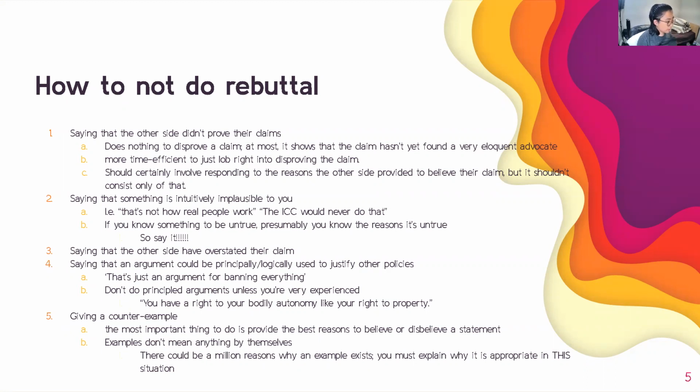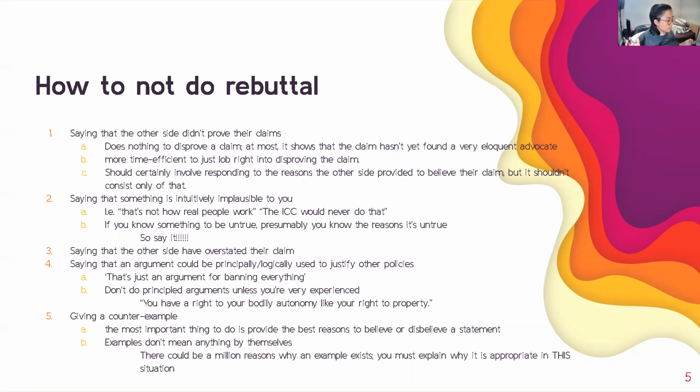The second thing is saying that something is intuitively implausible to you. For example, oftentimes I see debaters make very flippant remarks like, well, come on, panel, that's just not how real people would work. Or if you're debating an international relations motion, you could say, well, the ICC or China or the United States would never do that. Well, if you know something to be untrue, then you probably know the reasons why it's untrue as well. So make sure you say it. Don't just end your analysis at that's not how people work or that's not how society works.